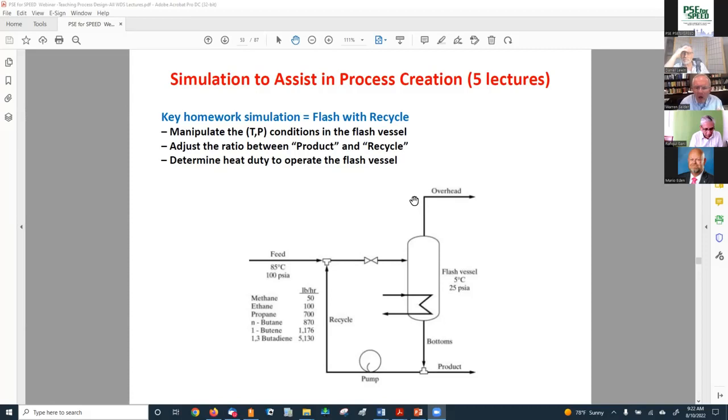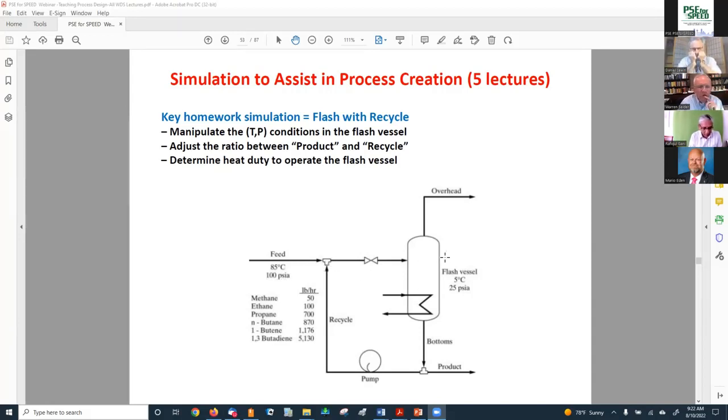Now you've got an overhead stream coming from a flash vessel. It's at equilibrium with the liquid. The liquid comes down as bottoms. You're putting some heat in or taking some heat out. Good enough. And then you have a product coming off. Whatever this bottoms is, a portion of it goes this way. The rest of it gets pumped back up to 100 psia, and it gets mixed together, and that's the problem.